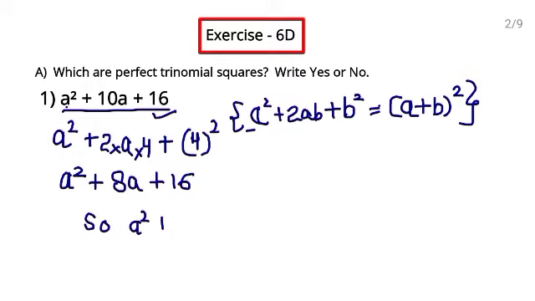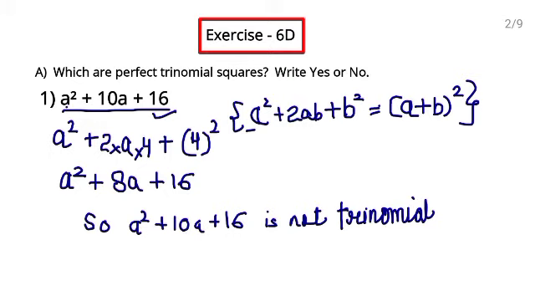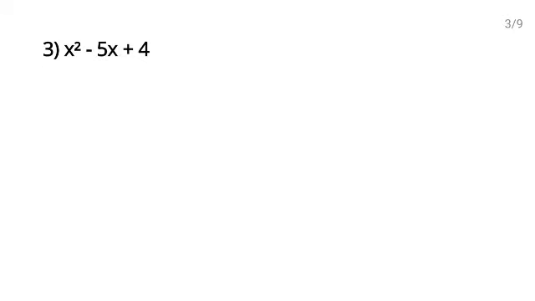So a square plus 10a plus 16 is not a trinomial square, right? Next, let's check it.